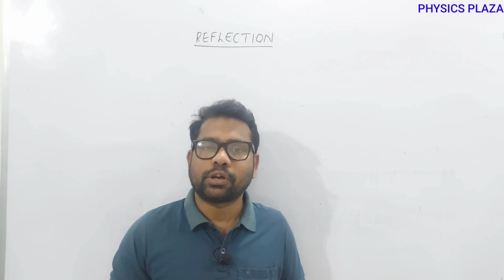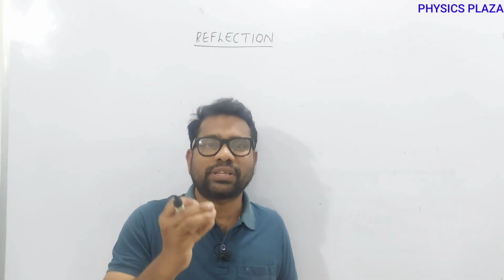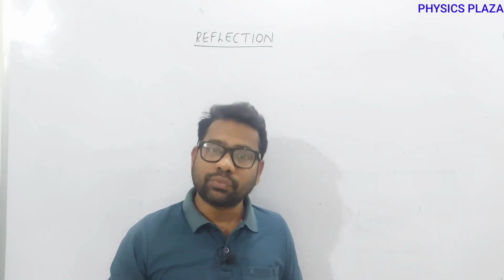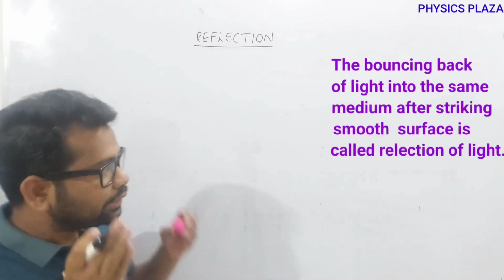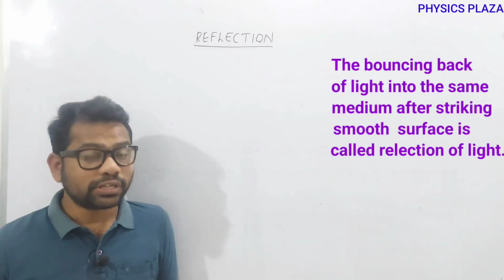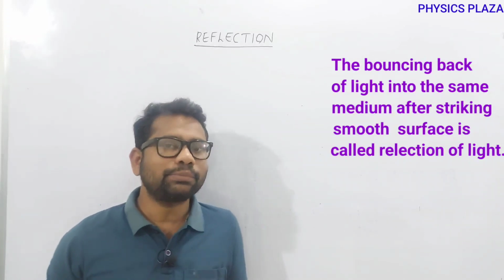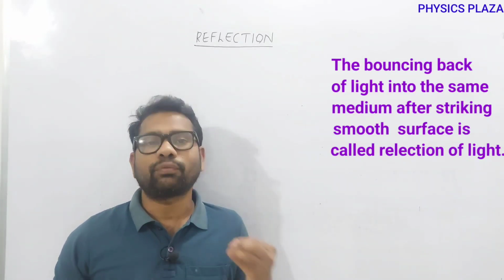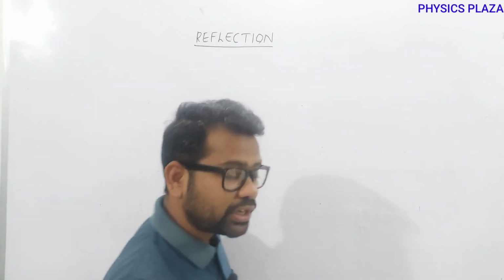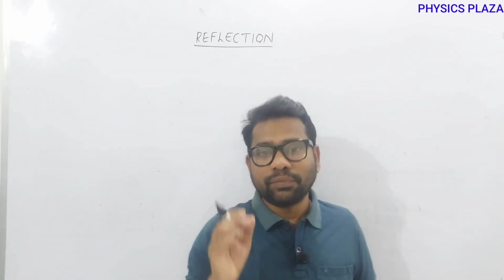So children, in examination also, these keywords are very important, like bouncing, striking the surface. These are very important. You can look at the definition on the board also. Okay children, these are very important. In exam they may ask you to define reflection of light, so you have to write this definition. Fine children. Now we see the types of reflection.